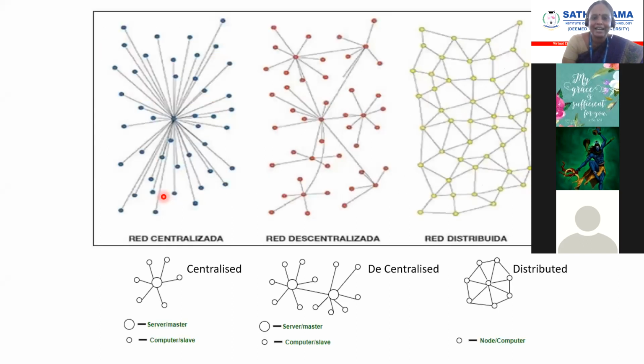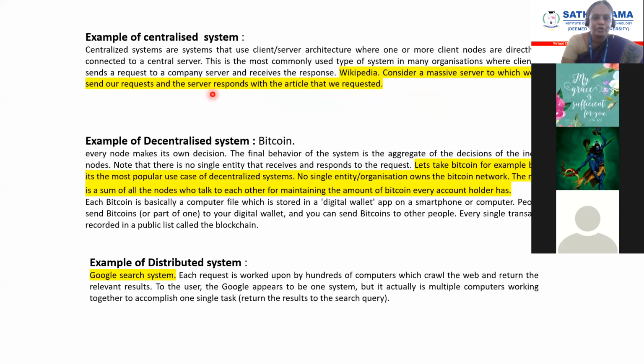This is the diagram for centralized, decentralized, and distributed. I told you the example for centralized: client-server architecture, where a single server system connects to the other clients. For a distributed system, if I search on Google, I get the Google search result for our location. That is a distributed system. These are some examples.